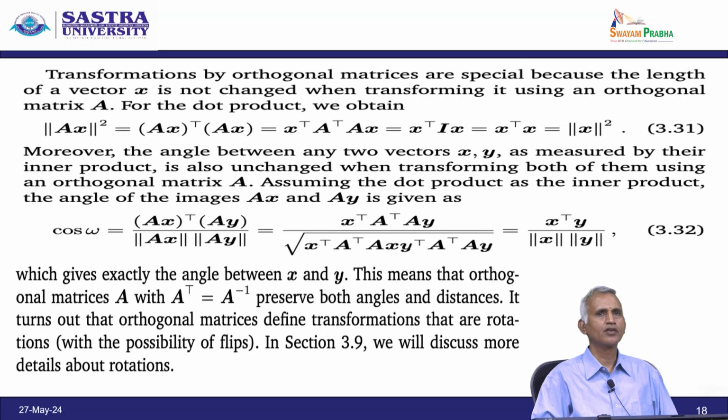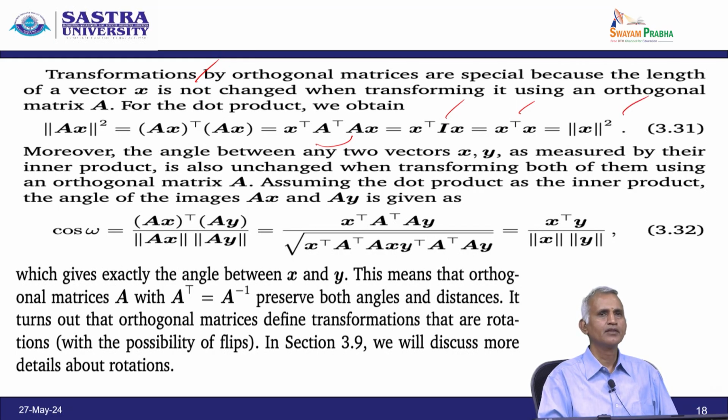Transformations by orthogonal matrices are special because the length of the vector x is not changed. When we transform x using an orthogonal matrix A, for the dot product we obtain norm of Ax squared equals (Ax) transpose times Ax, which equals x transpose A transpose times Ax, by the associative property. Combining A transpose A together, A transpose A is I. So, x transpose Ix is nothing but x transpose x, which is nothing but norm x squared.